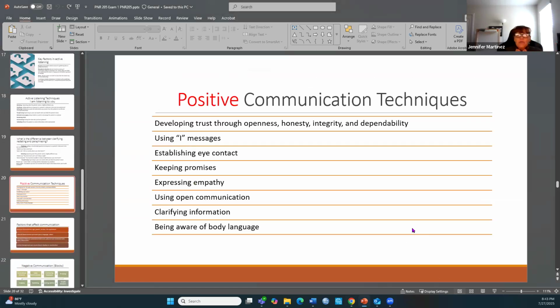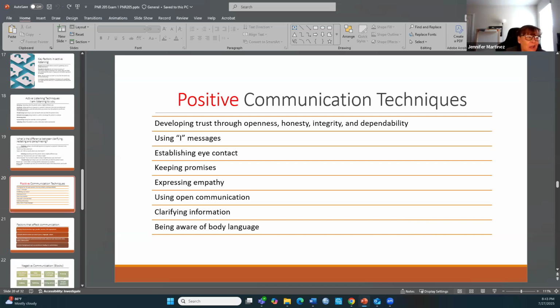All right, positive communication techniques. Develop trust through openness, honesty, integrity, and dependability, right? This is something that I'm sure you've learned from day one in nursing school. Open, honest communication is going to be the key to success. Using I messages: we take ownership of what we're saying rather than throwing our feelings on somebody else, because that can lead them to be defensive, right?